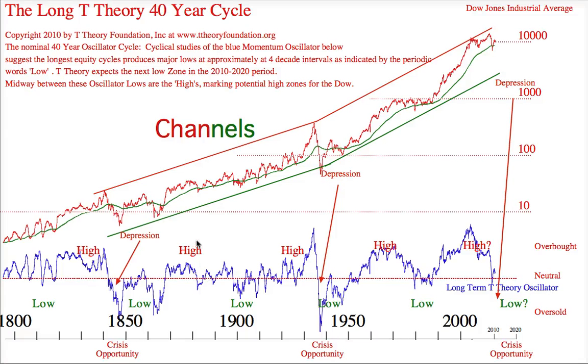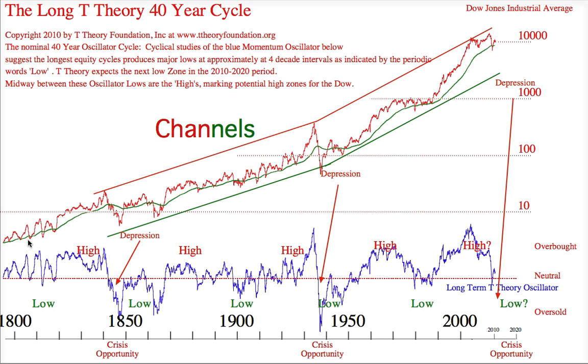We're looking at the long T-theory 40-year cycle. There's an even longer cycle contained in this chart, which is roughly double of 40 years. Let's first look at the 40-year cycle, and then we'll consider the longer one in the channels. At the bottom scale, you see we're working in decades here, running about 200 years of history.